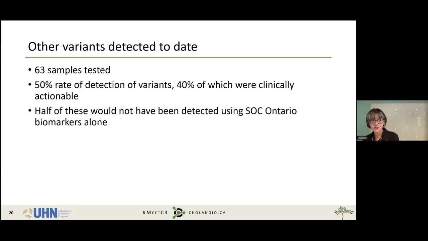And so of our 63 samples that we tested, we had a 50% detection rate of variants of some kind. 40% of those were clinically actionable, meaning there is a targeted therapy available. And half of those would not have been detected if we had done standard care alone. So I think that just speaks to the value of the program. And at this point, I think I will hand it off to Greta to do Quebec.